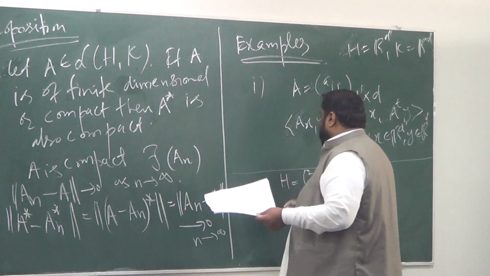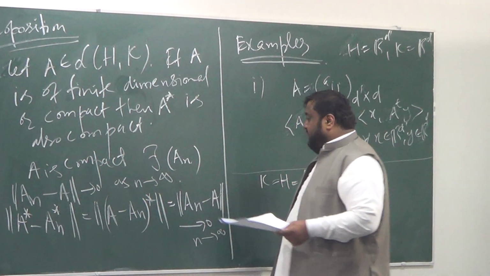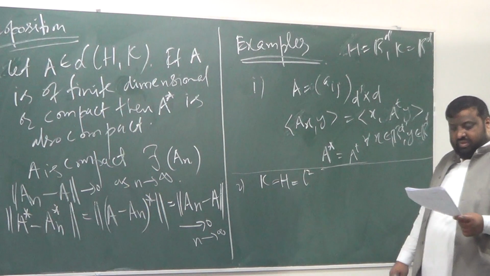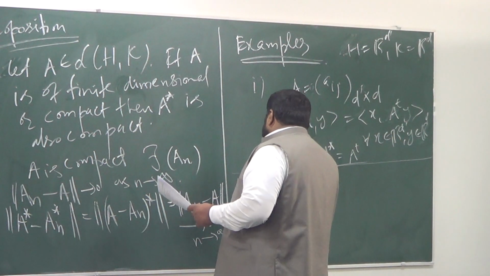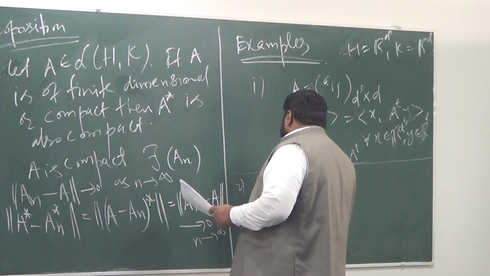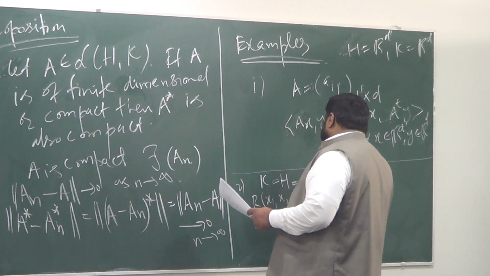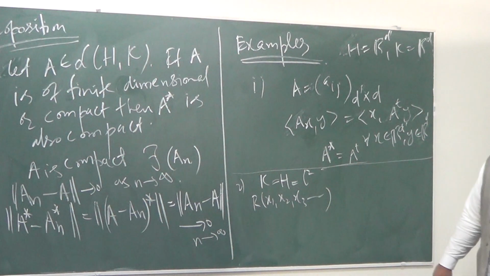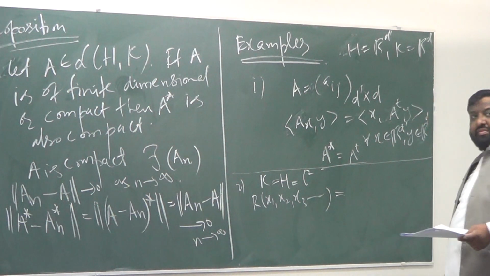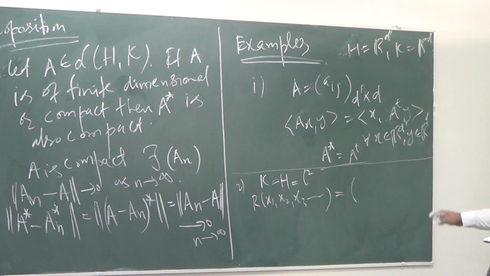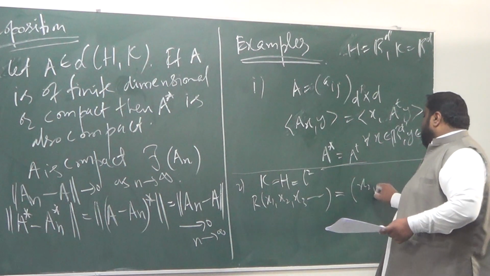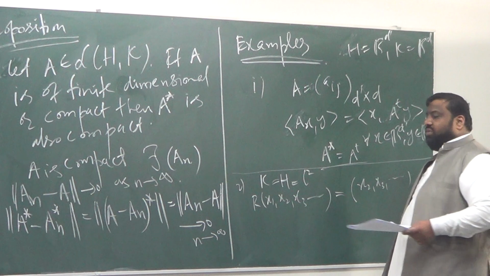Take H to be L2 and K to be L2, so both to be L2. So the second example: consider the left and right shift operators. What was the right shift operator? It maps x1, x2, x3, and so on, where (x1, x2, x3, ...) is an element in L2, to 0, x1, x2, x3, and so on.